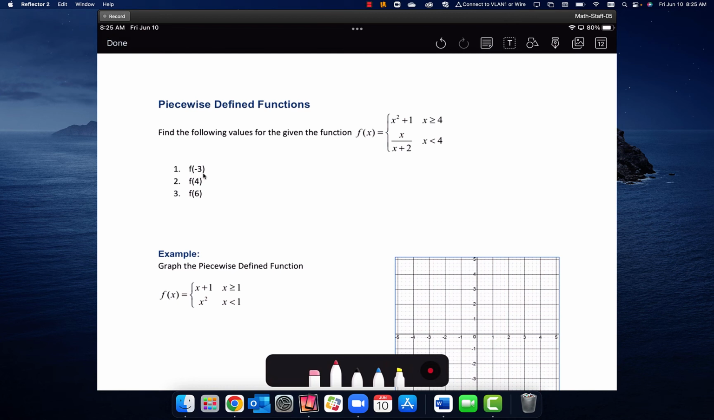f of -3. We have to determine which of these equations we're going to use. And we're going to determine that by where our x value is in the domain. So x is -3. That means we're going to be using this equation because -3 is in this restriction. -3 is less than 4. So let's use this equation when we evaluate f of -3. We're just going to simply replace the x's with -3. And we get -3 over -1, which is 3.